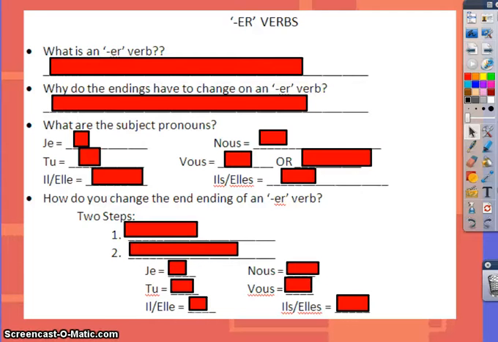Bonjour, French one. Today we are going to learn about some ER verbs that have a slight exception to what I taught you earlier in the year. Specifically, ER verbs that have the letter G right before the ER. We call them GER verbs. And ER verbs that actually have the letter C before the ER, also known as CER verbs.